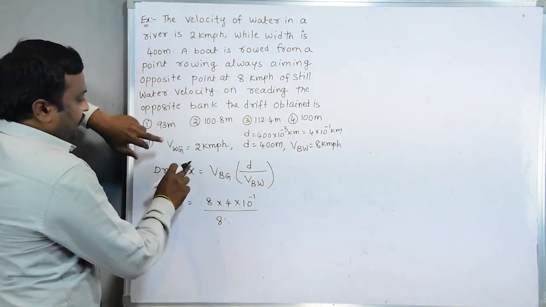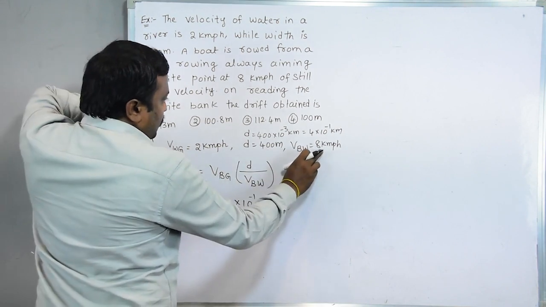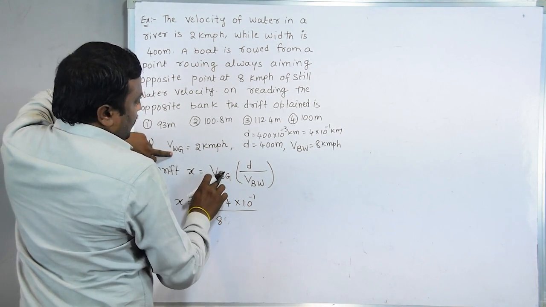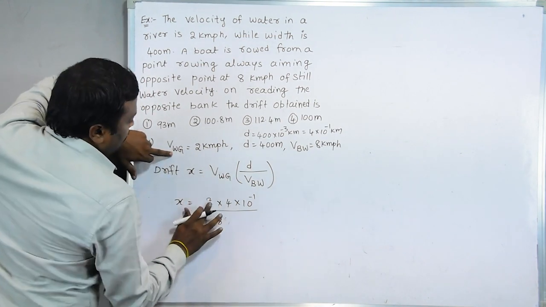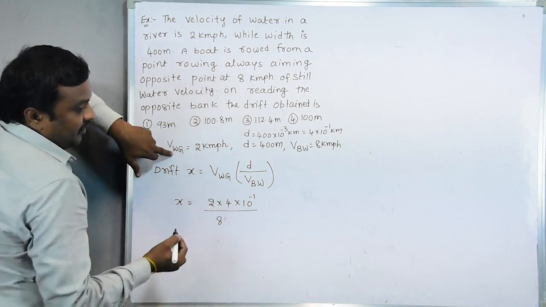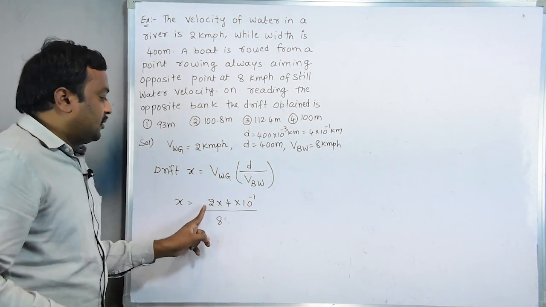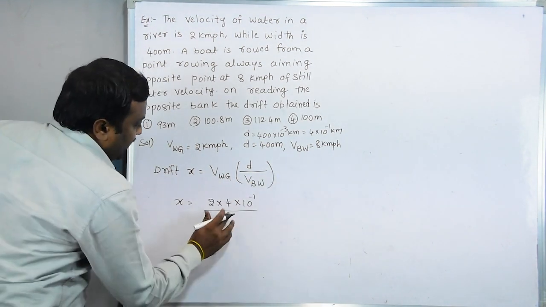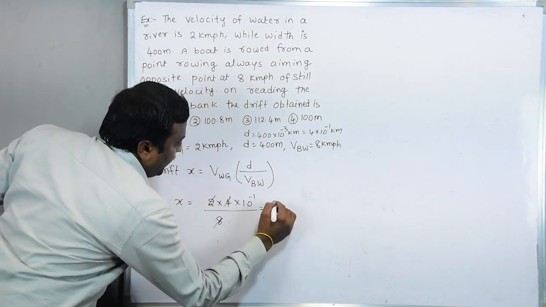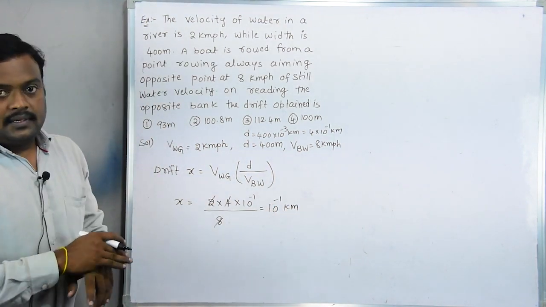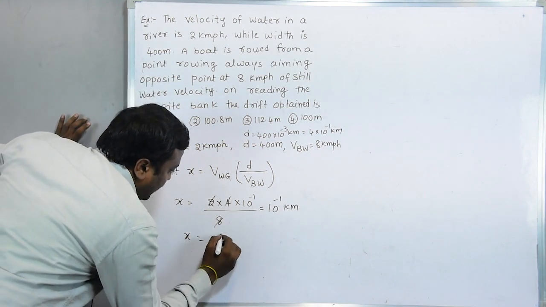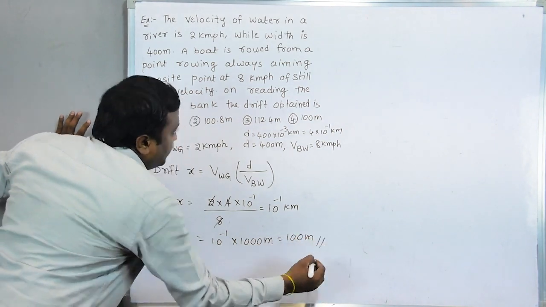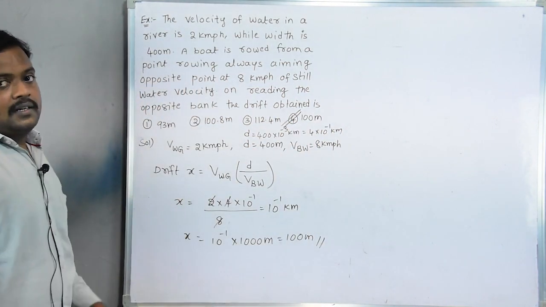Velocity of water with respect to ground is 2, so 2 into 4 into 10 to the power minus 1 by 8. 4 2s are 8, so 10 to the power minus 1 kilometer it is. 10 to the power minus 1 kilometer is nothing but 10 to the power minus 1 into 1000 meter, equal to 100 meters. Because in the options 100 meter is there, that is the answer.